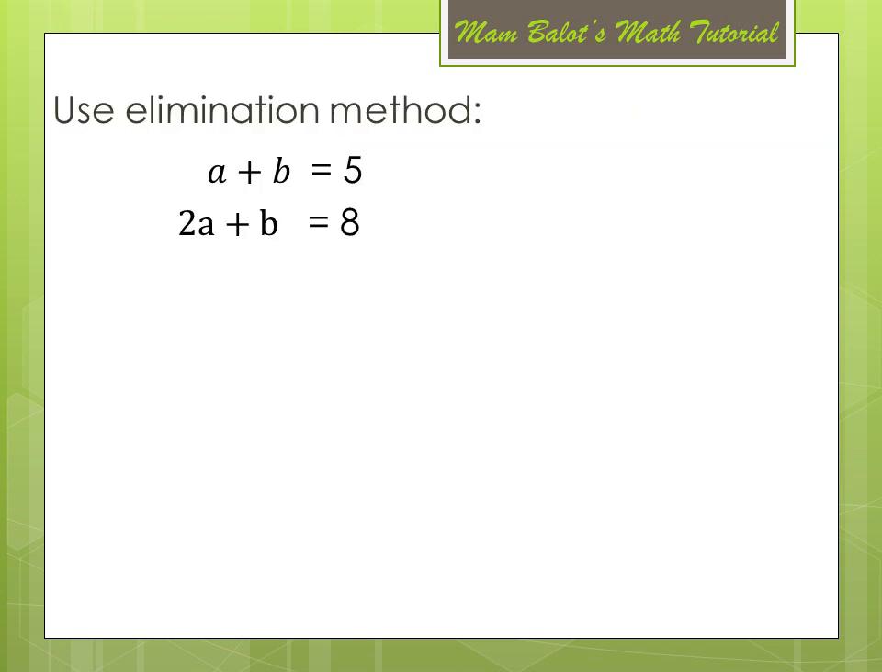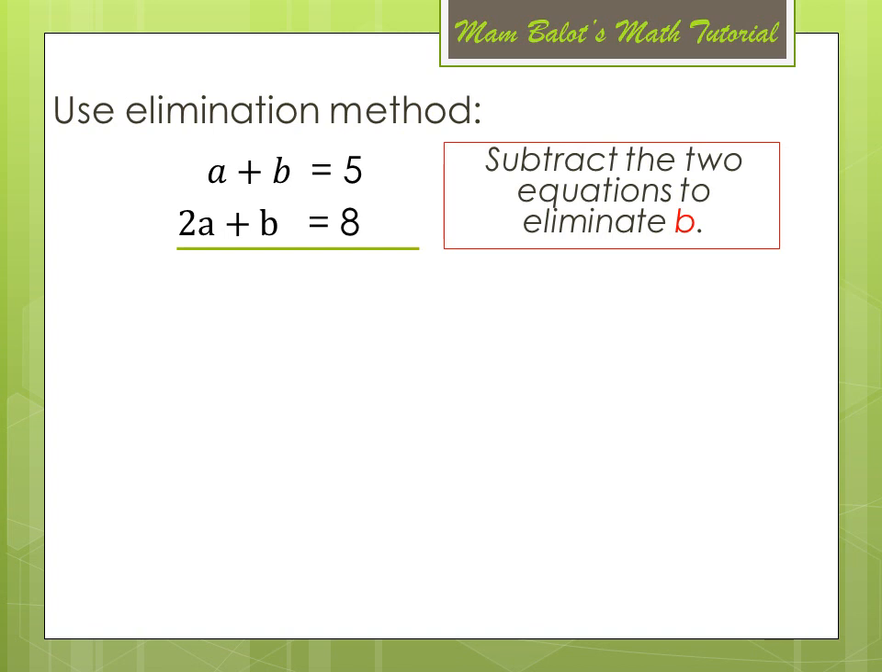So we will use the elimination method on the two equations: a plus b is equal to 5 and 2a plus b is equal to 8. Observe that we have flipped the equations such that the constants would be at the right side for your convenience. So observe here that b has the same numerical coefficient. So therefore, we will subtract the two equations to eliminate the variable b. So subtracting now, we can cancel out b, and then a minus 2a would be equal to negative a, and then 5 minus 8 is equal to negative 3.